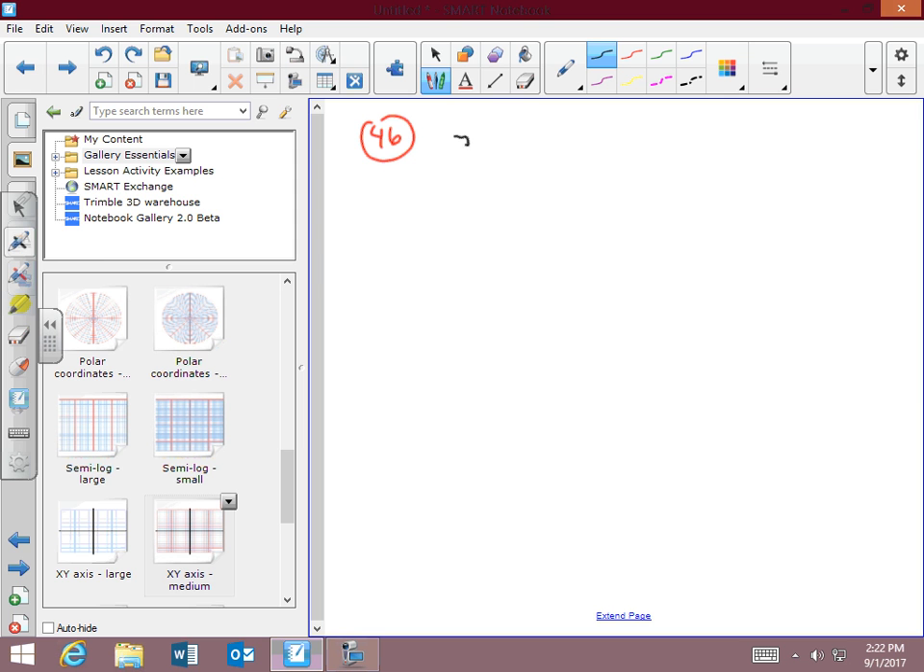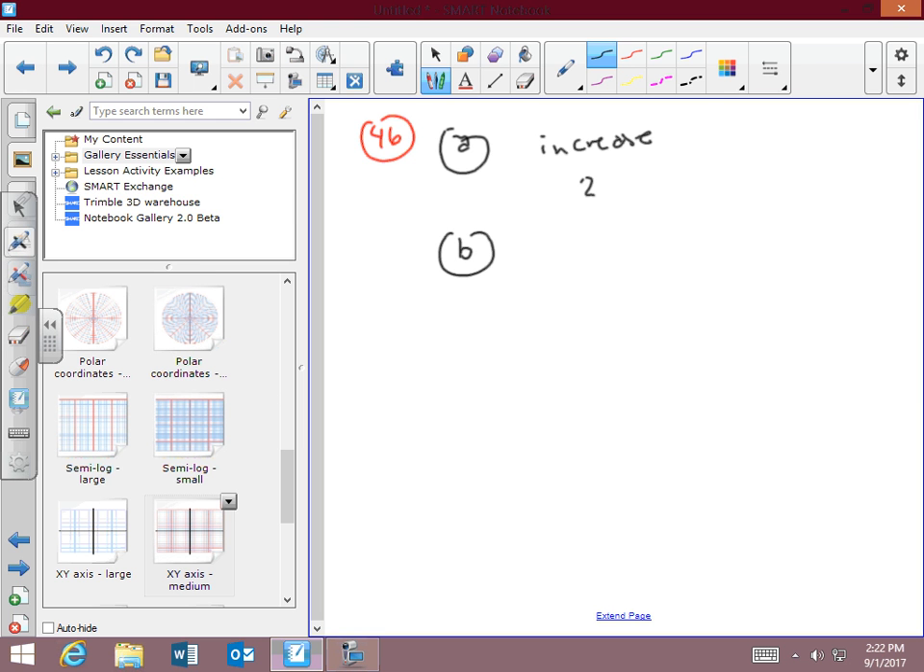A says, if a line has a slope of 2, then the value of y does what? Increases or decreases as you move 1 unit to the right? Increases. So it increases by how much? 2.